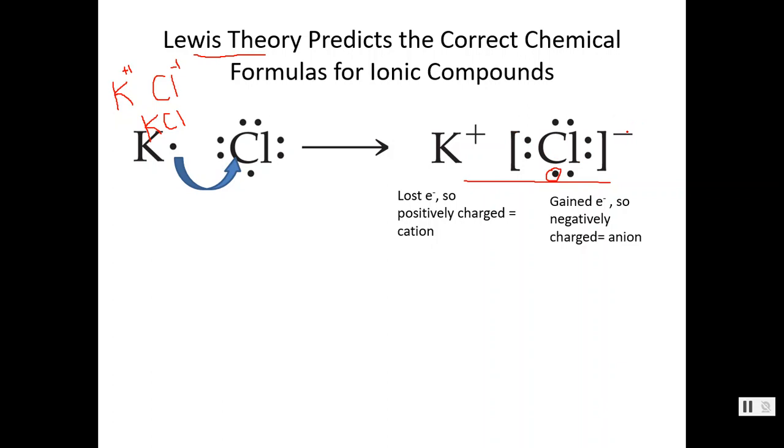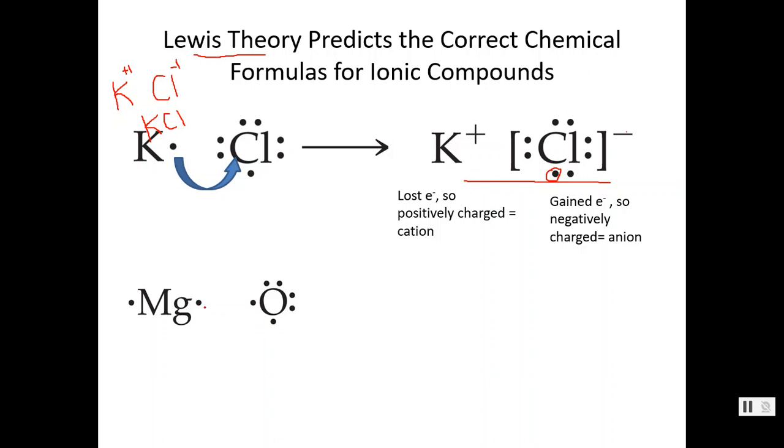So Lewis dot structures can help us predict correct chemical formulas for ionic compounds. It works for potassium chloride. It also works for the ionic compound magnesium oxide. If I wanted to predict the correct chemical formula for magnesium and oxygen, here's my Lewis dot structure for magnesium. It's in group 2, so it has 2 valence electrons. Here's my Lewis dot structure for oxygen. It's in group 6, so it has 6 valence electrons.